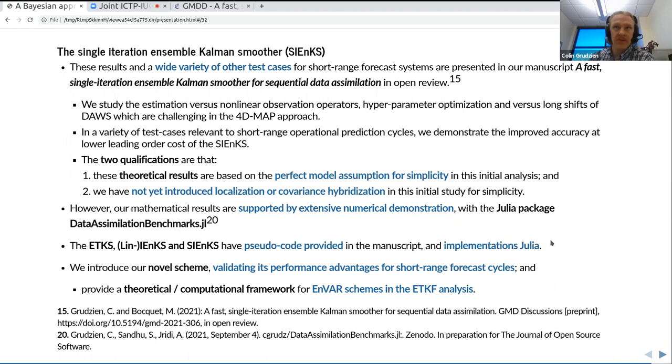And in surveying many of these topics that you've seen in this lecture, we're trying to provide a theoretical and computational framework for NVAR schemes in the ETKF style analysis, to give a general reference of the development of these ideas and also a fairly comprehensive demonstration of their numerical performance.